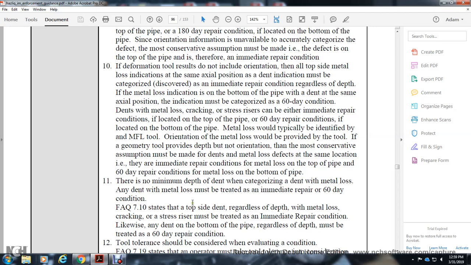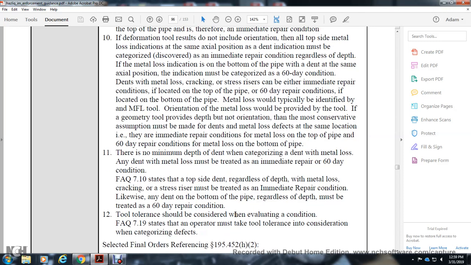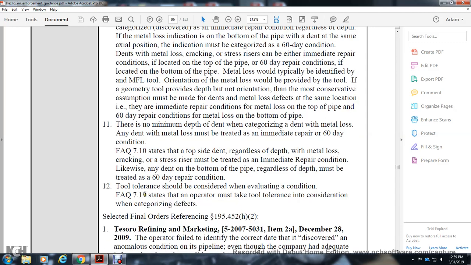Frequently asked question: for a dent on the top side, regardless of the depth, with metal loss, cracking, or stress riser, it must be treated as an immediate repair condition. Likewise, any dent at the bottom, regardless of the depth, must be treated with the 60-day repair condition. 12. Tool tolerance: consider the value in the condition, frequently asked question 7.19. The operator must take the tool tolerance into consideration when categorizing defects.